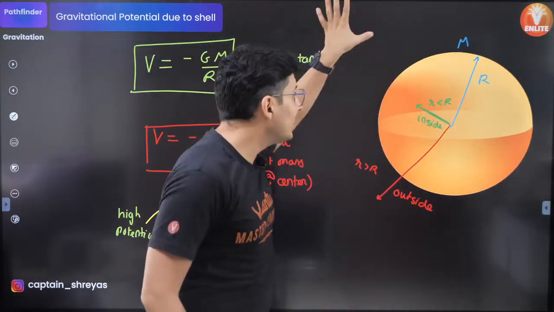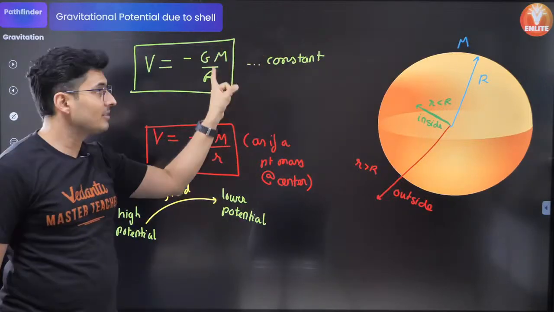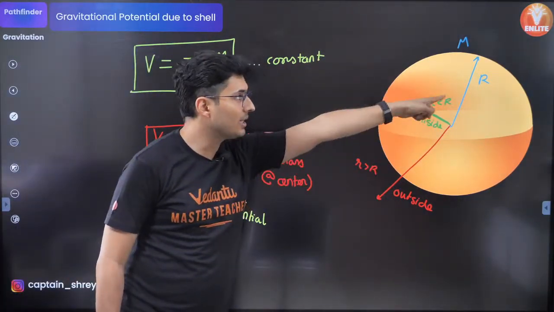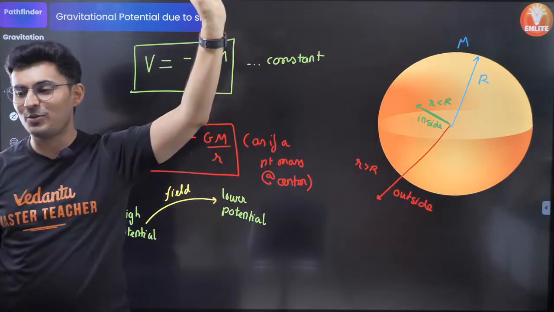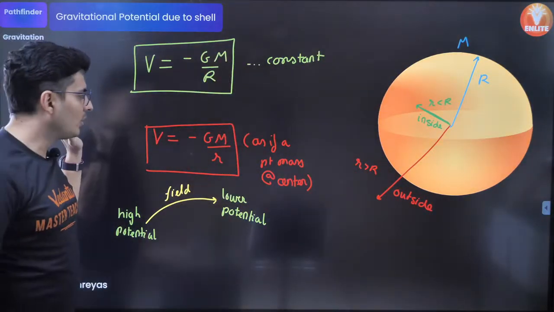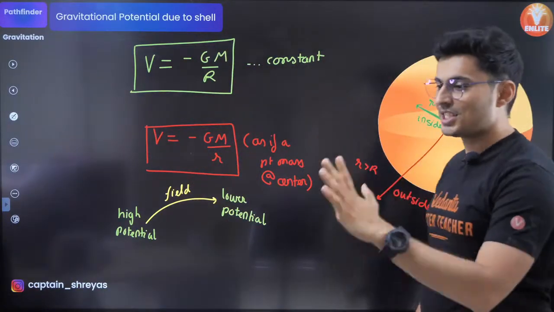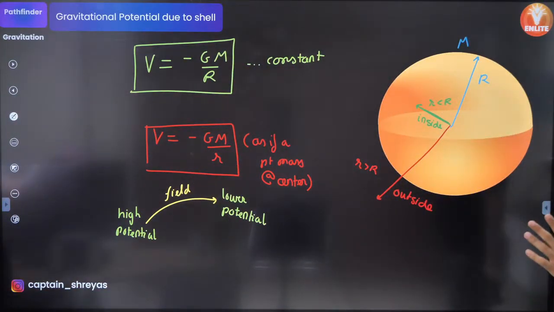So the complete shell has the same potential, minus GM by R. R is the radius of the shell. Keep that in mind, capital R. It's not small r. Have you understood this? The same formula is there for a shell which is charged as well.